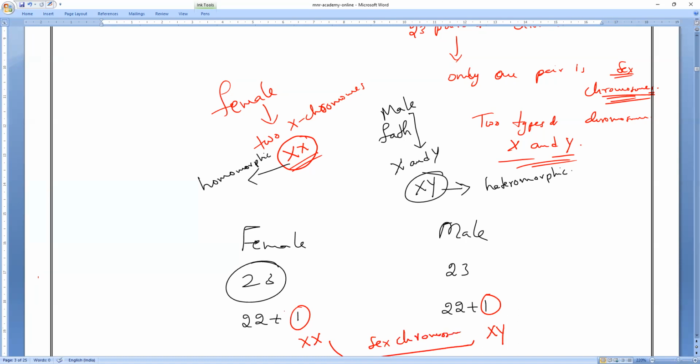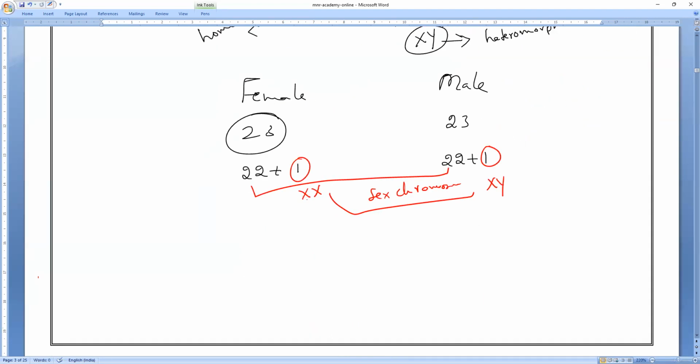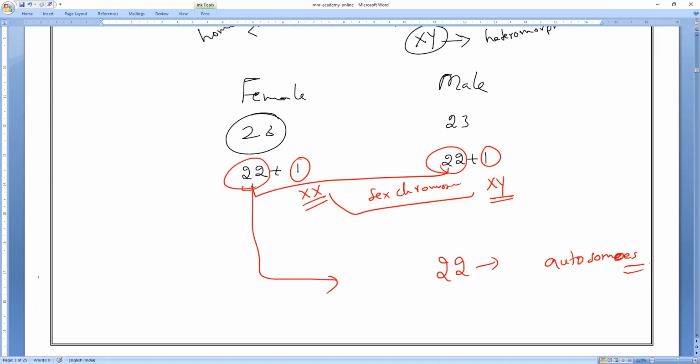The remaining 22 pairs of chromosomes are exactly similar. The only different chromosome is this XX and XY. This is the only chromosome that differs from male to female. The remaining 22 are exactly similar. That is why these 22 chromosomes we call autosomes. Please note it, everyone. What do we call them? Autosomes. Clear, everyone?